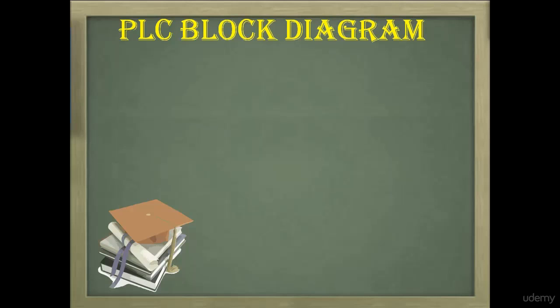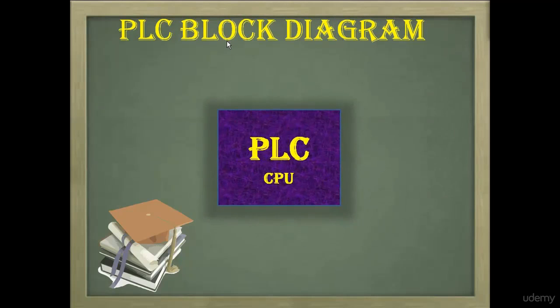PLC block diagram. In this, we will discuss how a PLC works or processes. The main component of a PLC is the CPU, Central Processing Unit. It is the brain of the PLC. It is used to control every activity for the input, output, timers, counters, etc.